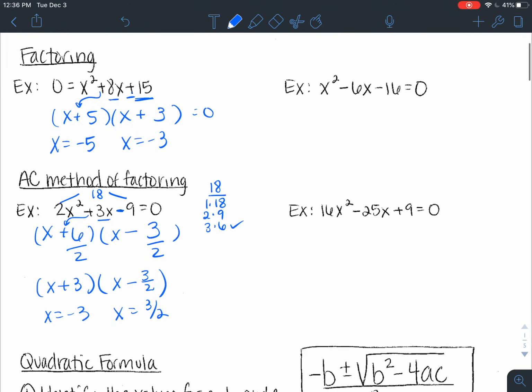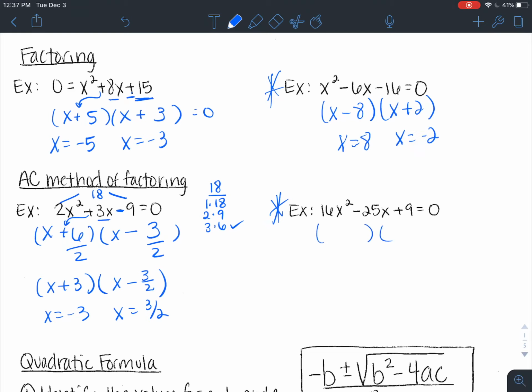Okay? All right, pause the video and try the other two examples on your own. See if you can do them. All right, hopefully you paused and you have answers for these. So on this one, this would factor into x minus 8 and x plus 2. So we'd have x equals 8 and x equals -2.